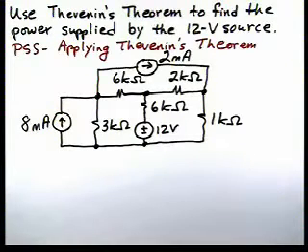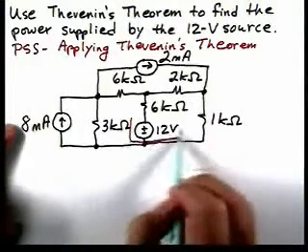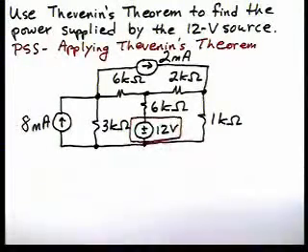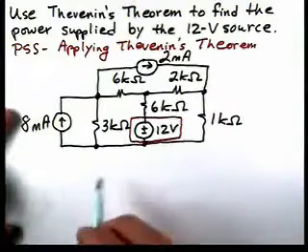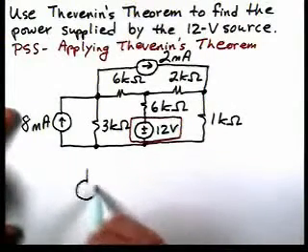In this problem, we're going to use Thevenin's theorem to find the power supplied by the 12-volt source. Again, we're going to use our problem-solving strategy entitled Applying Thevenin's theorem. In our previous problems, the load's always been a resistance. This time, our load, we can think of it as this 12-volt source. So we're going to remove the load and calculate the Thevenin equivalent for the remainder of the circuit.